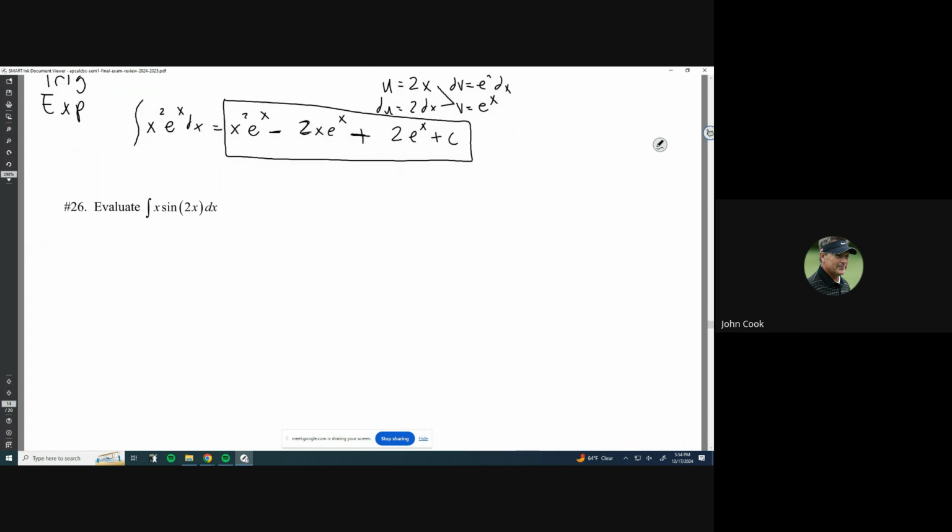Number 26, evaluate the integral of x sine of 2x. Okay, this is another integration by parts problem. There's no easy rule to remember. There's no trig substitutions or anything like that. For the algebra, there's obviously no u substitution. So it's just integration by parts.